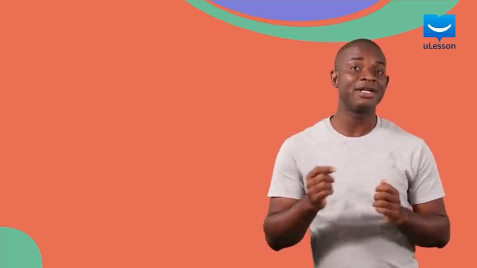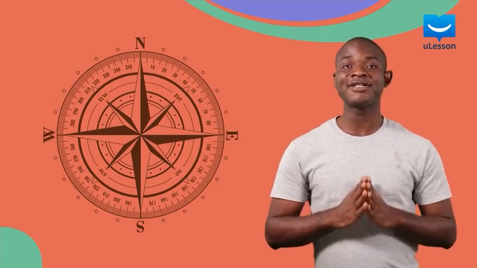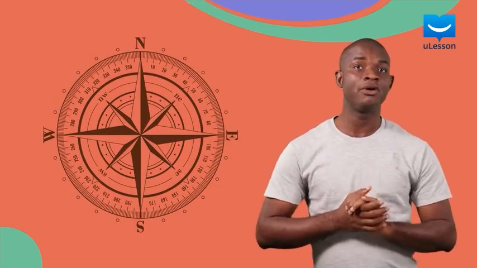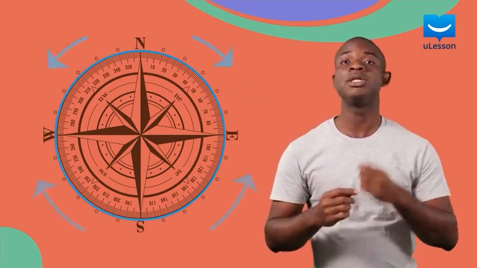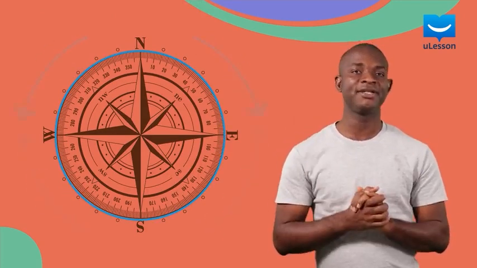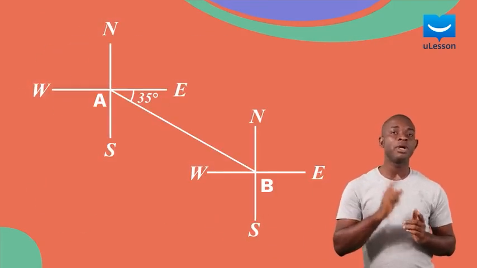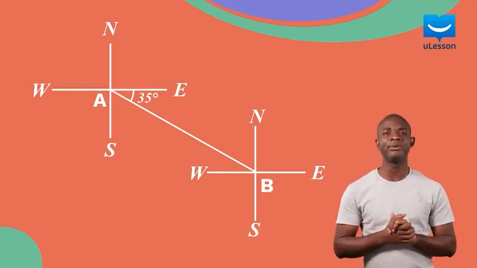Wondering why we did not write it as east 35 degrees south? It is because whenever we write bearings in this form, we measure from either the north or south towards the west or east respectively. How about the bearing of point A from B in our example?